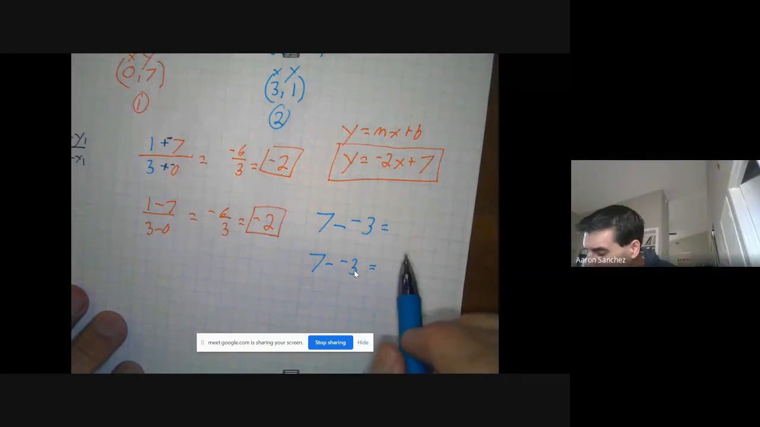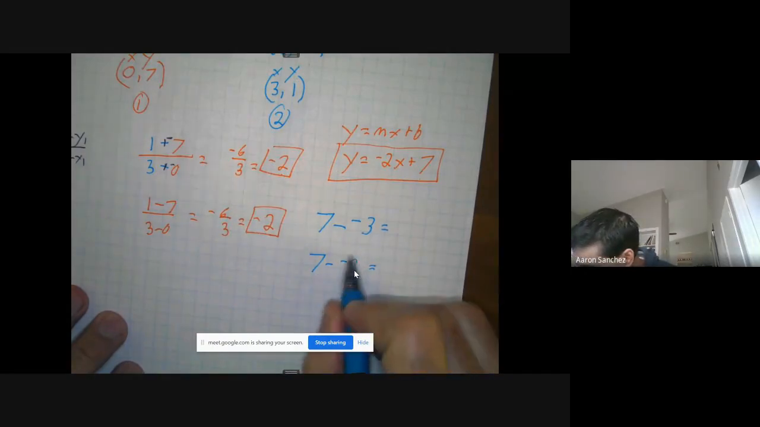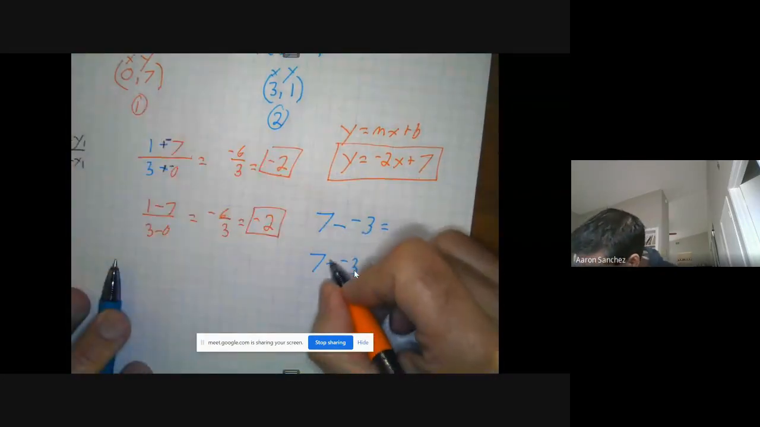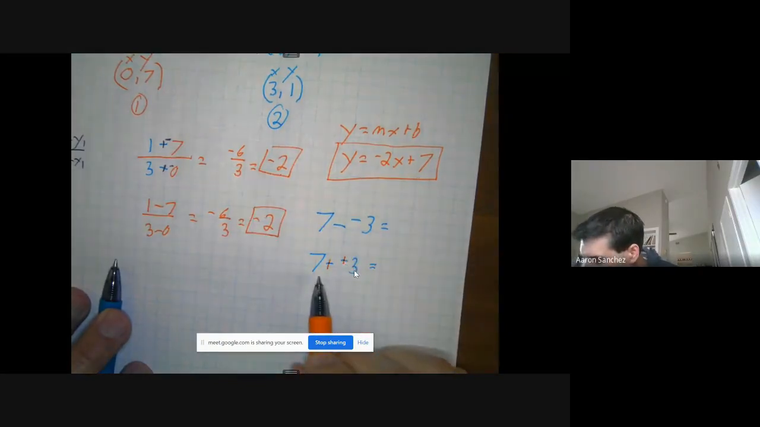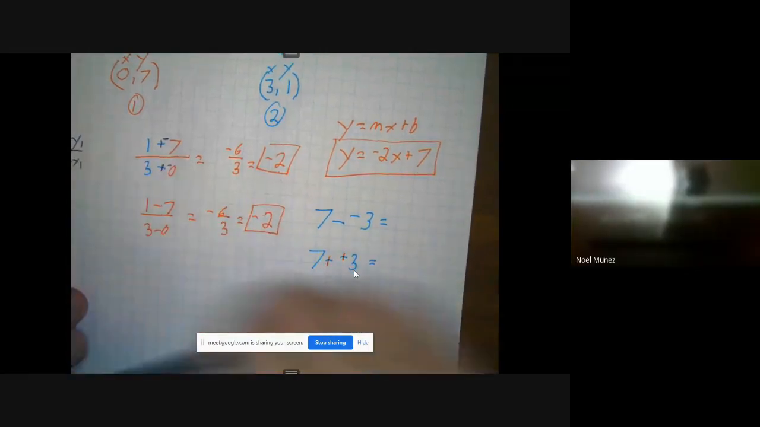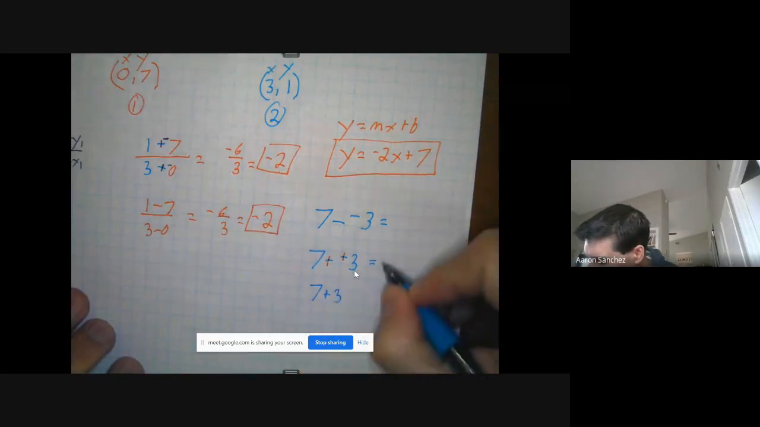Okay. So if I say 7, now what I do is I change this to a plus, and then you change this sign. So I'm going to change this now to a plus, and you make this, instead of a negative, a positive. Can you tell me what 7 plus 3 is? Would it be negative 10? Well, it's just 7 plus 3. It's just 10.